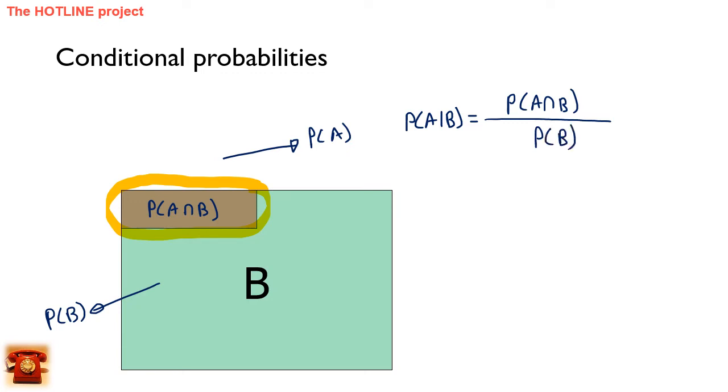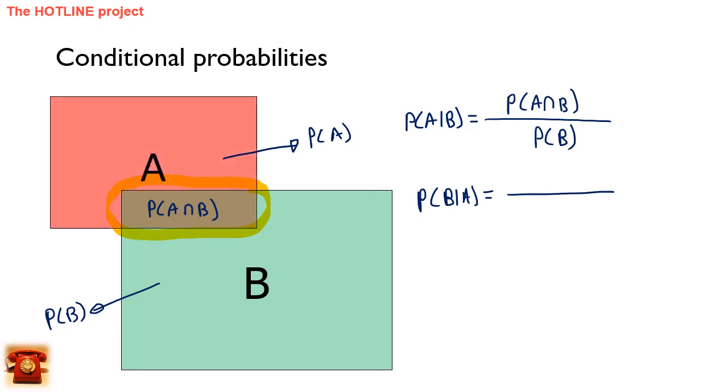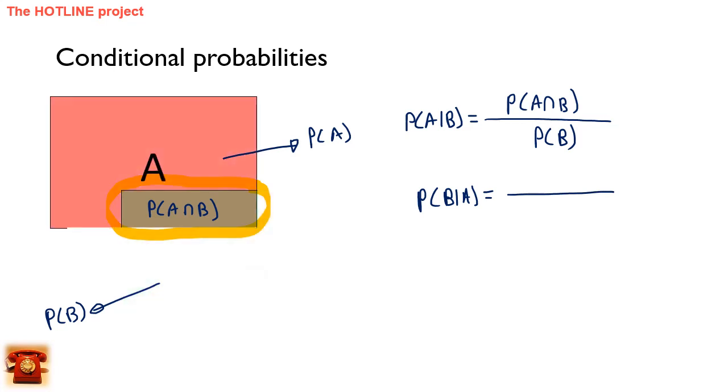And what about the probability of observing B given A? In the same manner, this can be seen as restricting the sample space only to A. So this would be now the probability of observing A and B as a fraction of the probability of observing A.